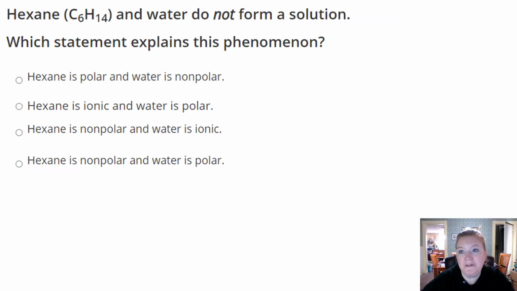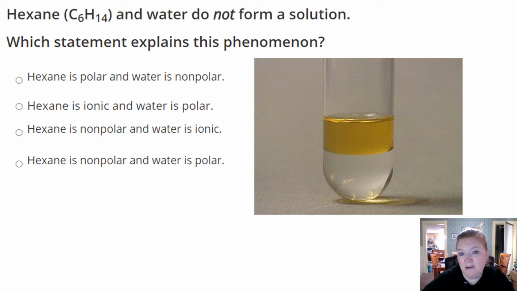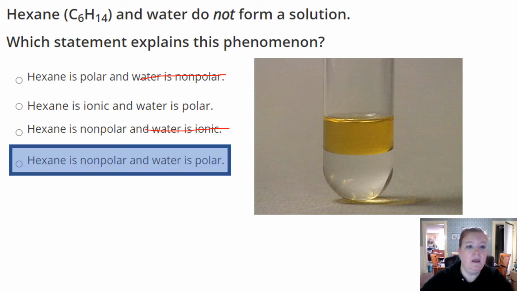Hexane and water do not form a solution. Which statement explains this phenomenon? Well, here's kind of what it's talking about, but this is oil and water. So why does it not form a solution? Well, do you remember? Is water non-polar? No, that's wrong. Water is polar. Water is not ionic. So if hexane and water do not form a solution, that must mean hexane is non-polar and water is polar.